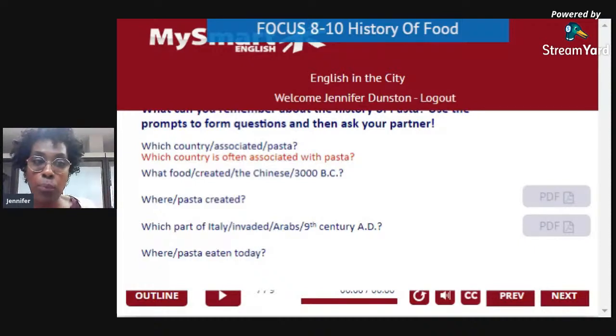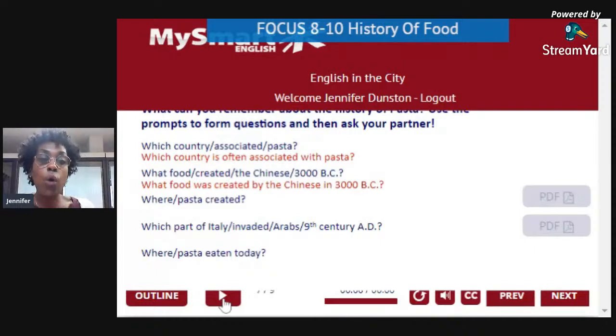So for example, the boy throws the ball. The ball is thrown. Which country is associated? In all the questions before, we have the verb to be and the participle. And the same goes for this question here. Which food was created? The verb to be in the past, and then we have our participle. Which food was created by the Chinese in 3000 BC? We know it's passive because we have the verb to be in the past, and right next to it, we have our past participle.